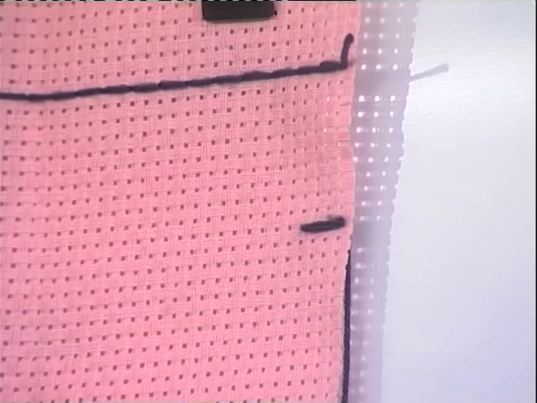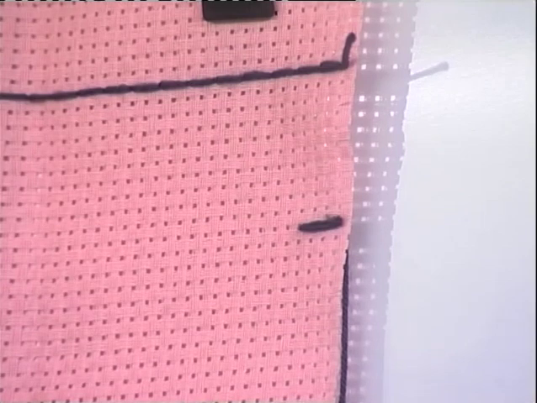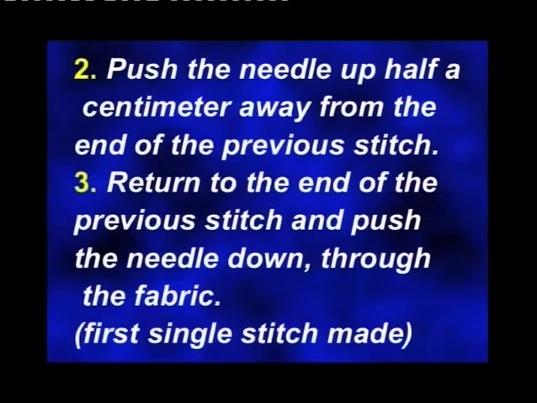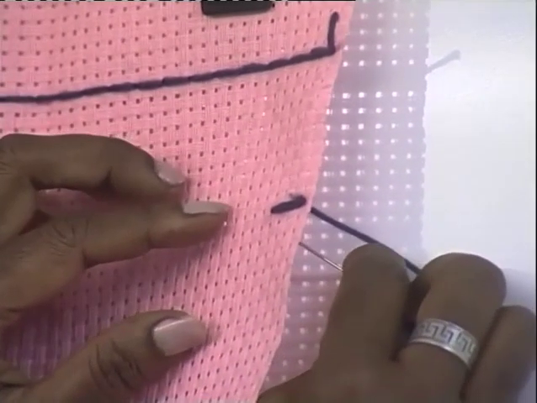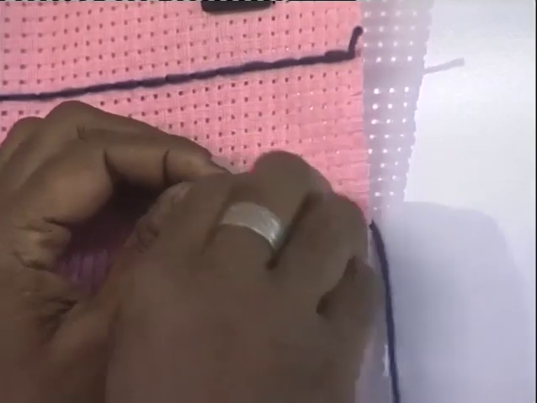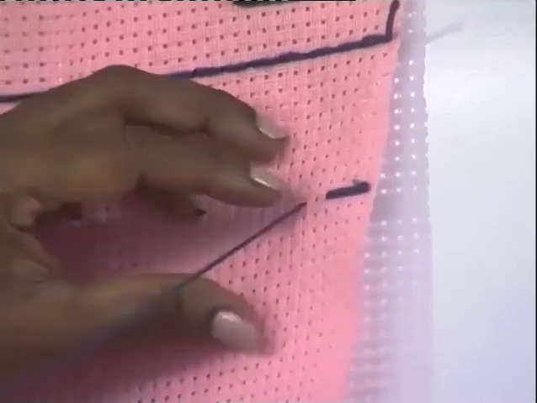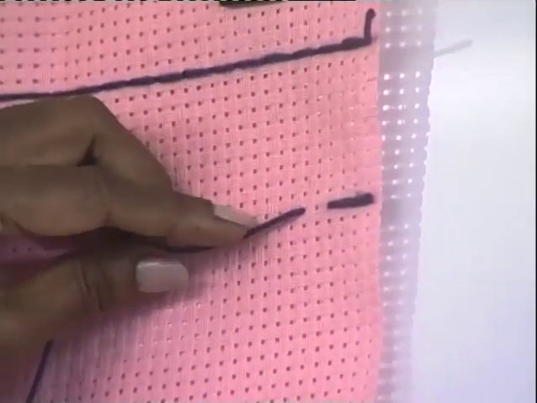Okay, we go to the second step. Read together what it says for the second step in making the backstitch. Push the needle up half a centimeter away from the end of the previous stitch. Thank you. Push the needle up about half a centimeter away from the stitch that you have made. Okay, let's go to the third step.